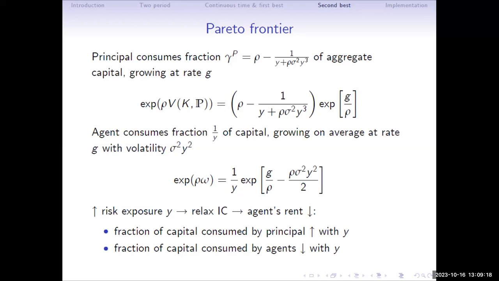And so now we can continue to speak to the important question raised by Piero. The principal in our model is consuming and is trying to extract rents from the agents. And how does the principal do that? By exposing the agents to risk. The more you expose the agents to the risk, the more you're going to be able to extract rents from them. And so the fraction of capital consumed by the principal, this gamma P, is increasing in Y, and the fraction of capital consumed by the agent is decreasing in Y.